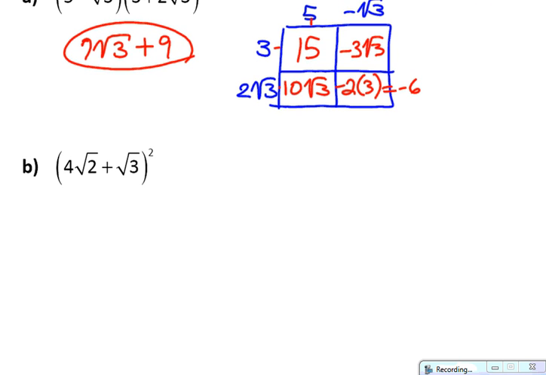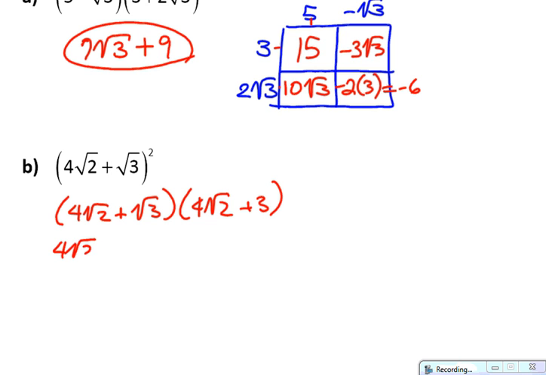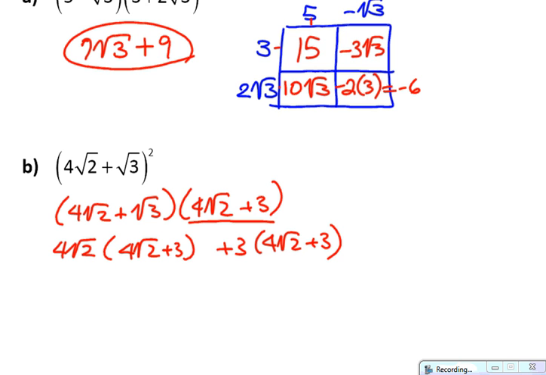So B, I have to square that. So remember, anytime you square binomials, you need to remember to FOIL it or double distribute or whatever. So I'm going to go ahead and write it separately to emphasize that. So I'm going to double distribute 4 radical 2 times this one, 4 radical 2 plus 3, and then plus 3 times 4 radical 2 plus 3. So I'm going to double distribute that, which is the same as FOIL.